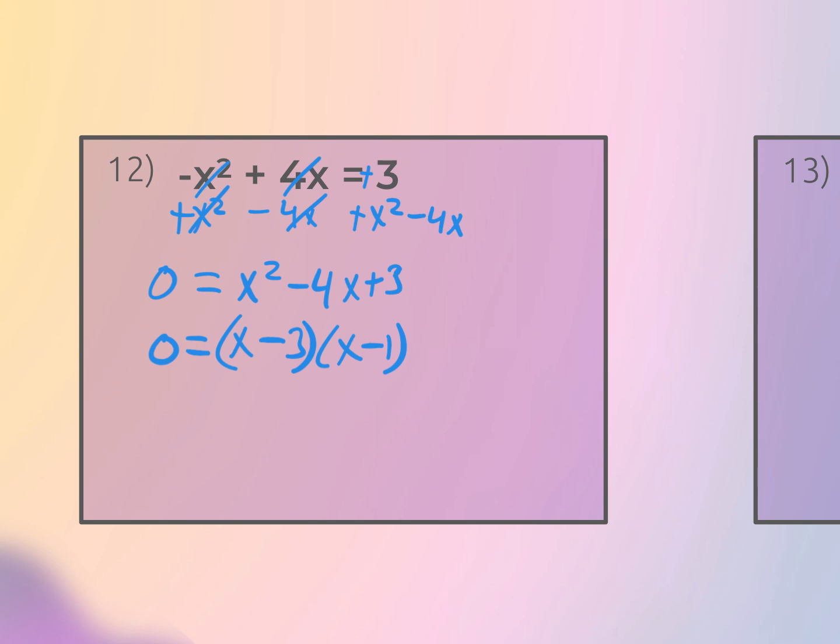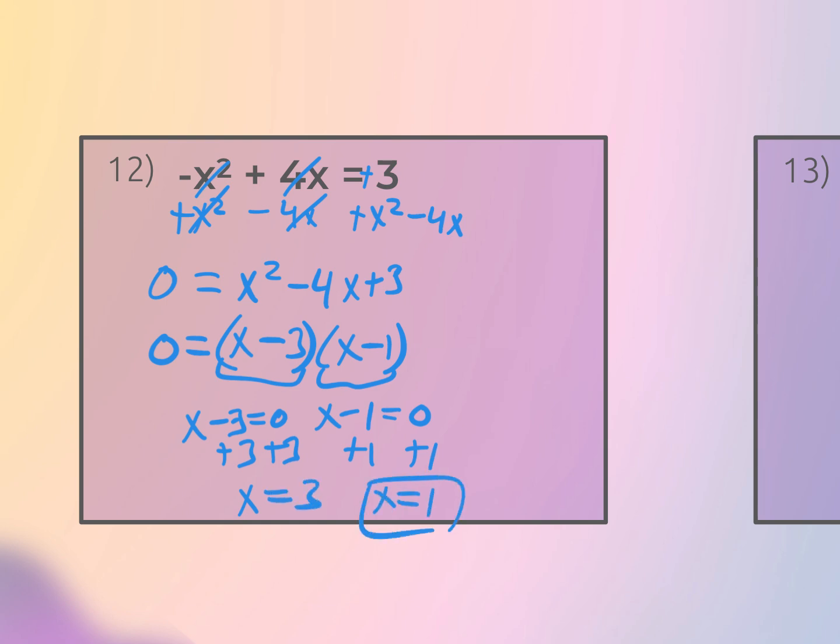All right, and then now we can do our zero product property and let each of these equal 0, right? x minus 3 equals 0, x minus 1 equals 0. So we want to add 3, add 1, add 1. So then we get x equals 3, and then x equals 1. All right, simple as that.